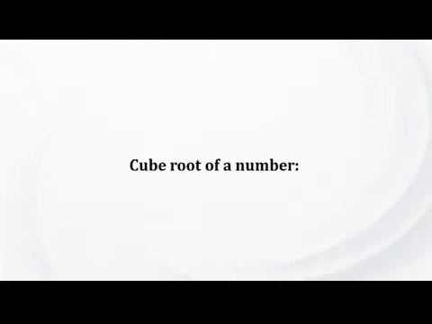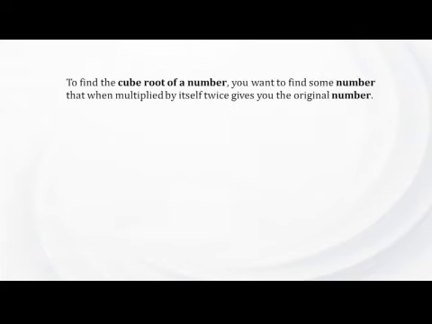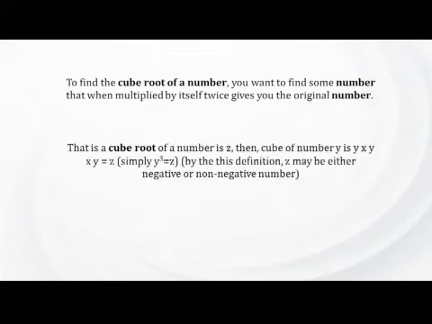Cube root of a number. To find the cube root of a number, you want to find some number that when multiplied by itself twice gives you the original number. That is, if a cube root of a number is z, then cube of a number y is y into y into y, that is equivalent to z. Simply, y cube is equivalent to z. By this definition, z may be either a negative or a non-negative number.